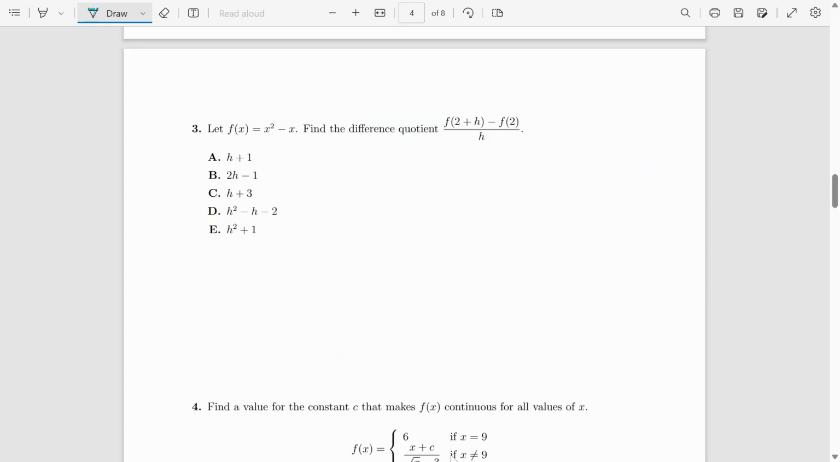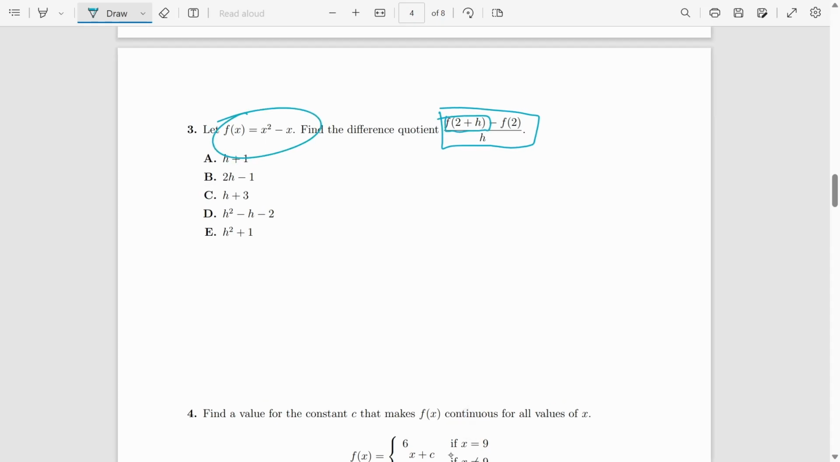All right, number 3, let f of x be this function. Find the difference quotient, this kind of manual derivative that you've seen before. I have no idea what it means by the difference quotient, but I just did the work. All it wants you to do is simplify this. So you're given this, and you're given what f of x is, which is that. So just plug in values and simplify it, and then the answer will be one of these.